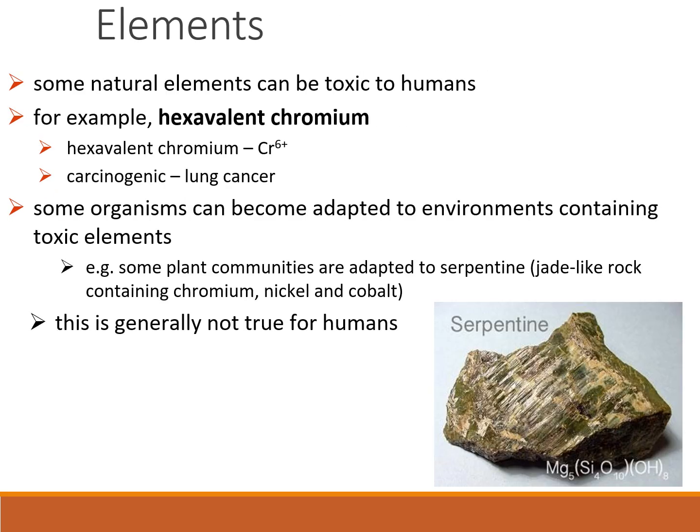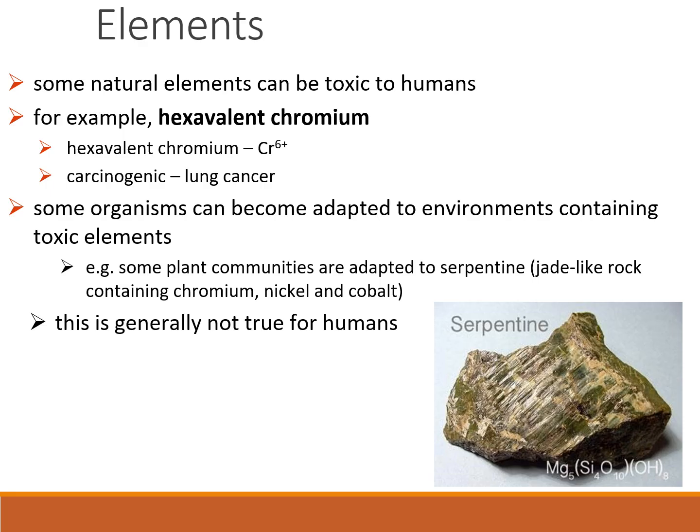Some of the naturally occurring elements on the planet can be toxic to humans. Now, while I mentioned trivalent chromium, hexavalent chromium with a charge of +6 is a carcinogen. It causes lung cancer. And just because it's toxic for us doesn't mean that other organisms can't adapt to this.